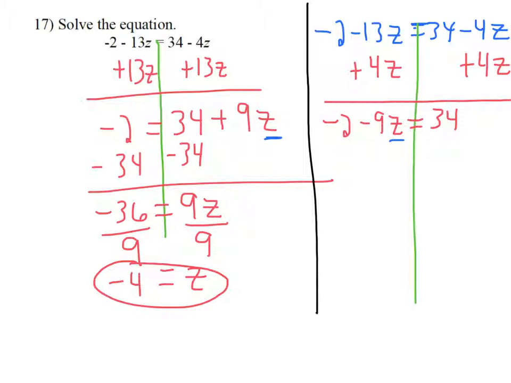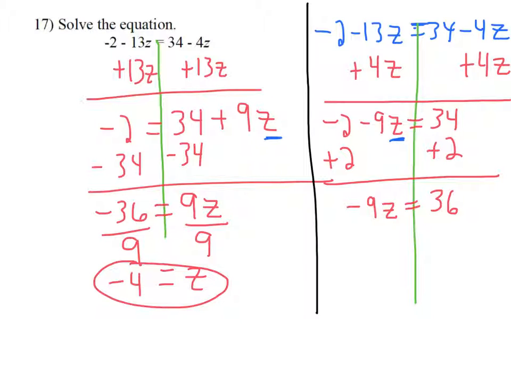I have to move everything that's with my z. How do I undo -2? I add 2 to both sides. On the left side, I'm left with -9z equals, and on the right side, 34 plus 2 is 36.